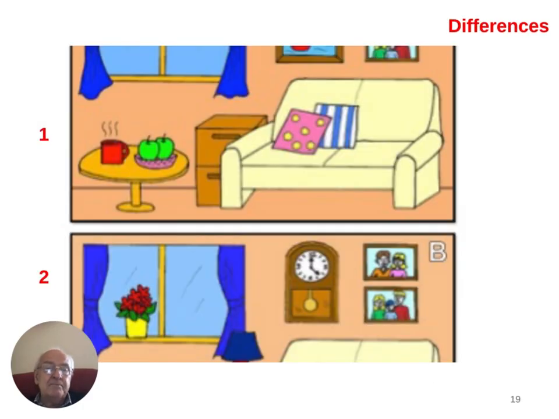Then a slide to ask learners to talk about differences and perhaps elicit the grammar that goes with sentences with there is and there are. For example, in picture 2, there is a brown clock on the wall. In picture 1, there are 2 apples and a cup of coffee on the table, things like that.